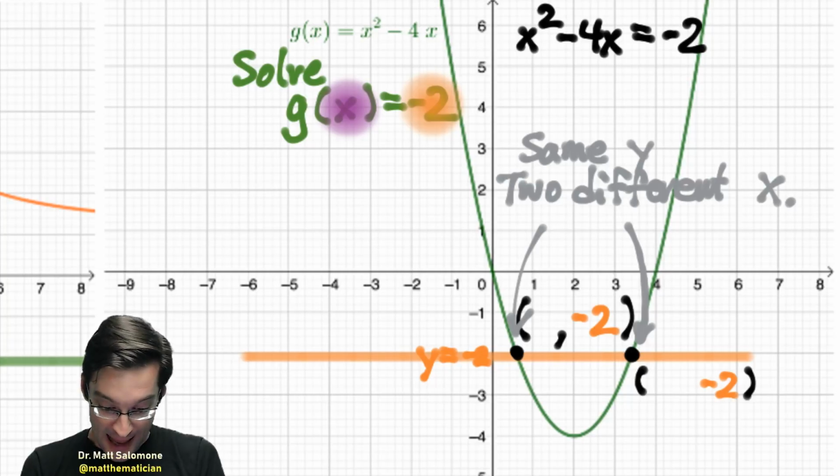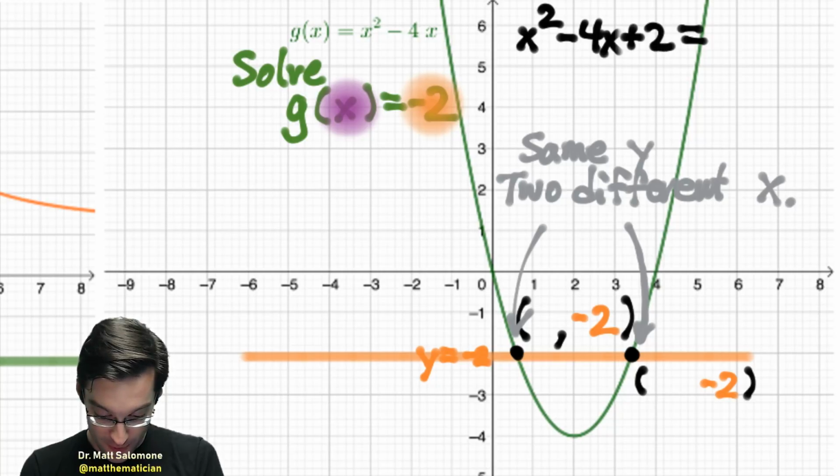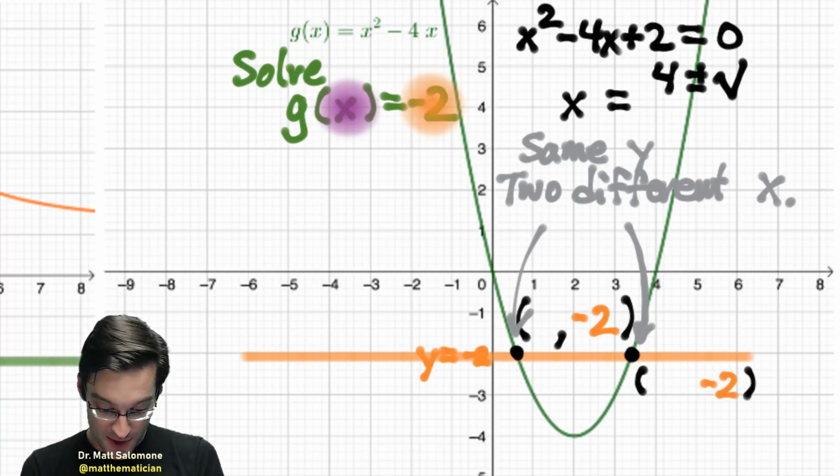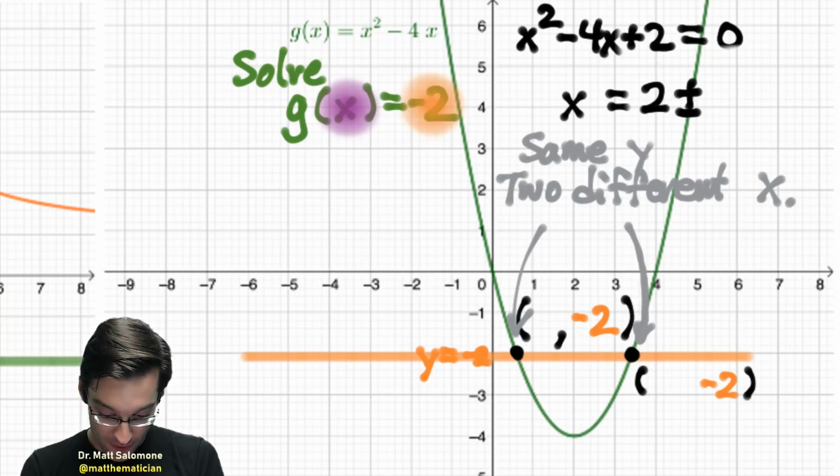We could subtract that -2 from both sides to get x squared minus 4x plus 2 equals 0. We would hit this with the quadratic formula, and we would get x equals minus b plus or minus the square root of b squared, which is 16, minus 4ac, which is 8, so square root of 8, all divided by 2a, which is 2. We take the factor of 2 out of that radical. We get 2 plus or minus the square root of 2.